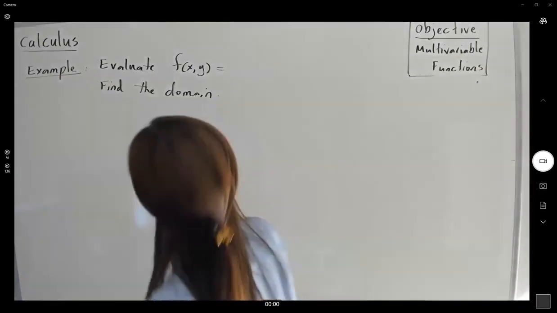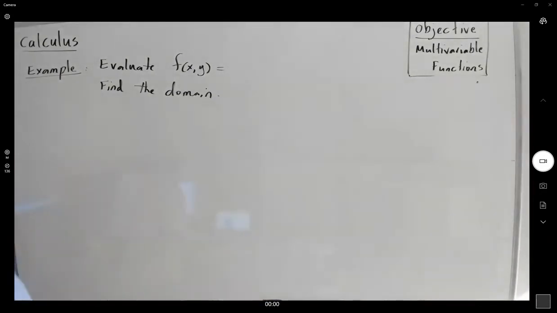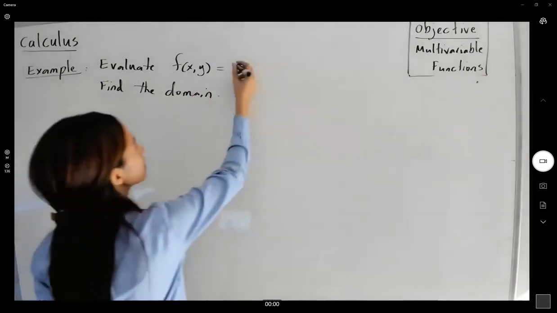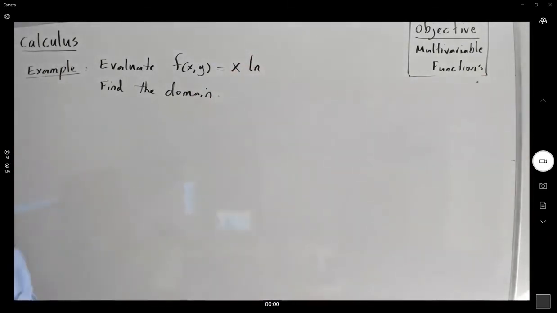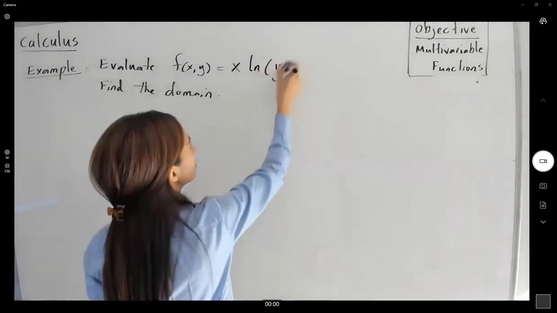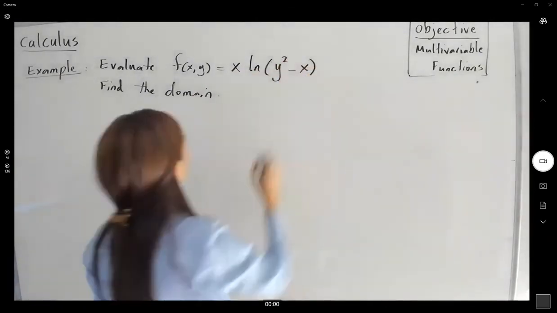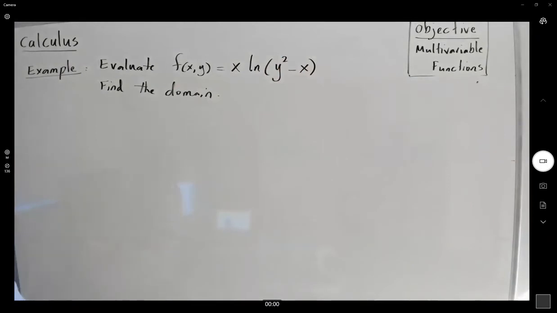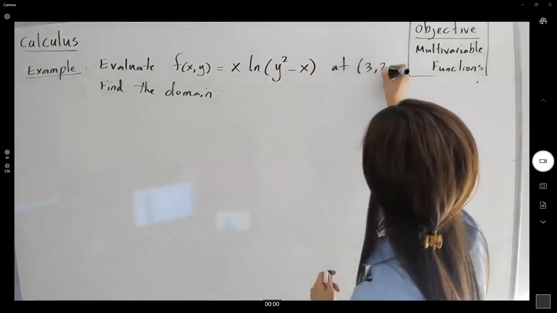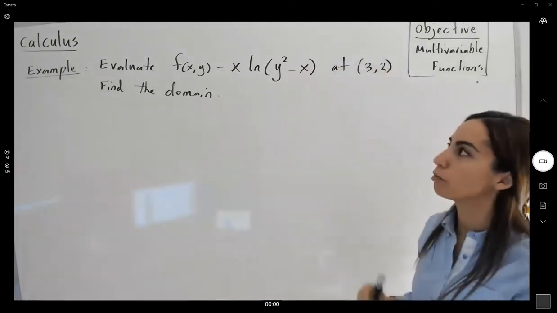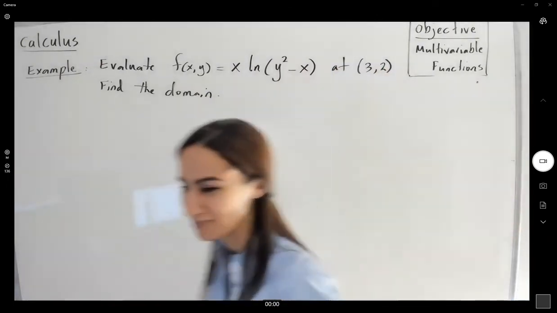Okay. Suppose you have x times ln of y squared minus x, and you want to evaluate this function at 3 and 2. And also find the domain of this function.